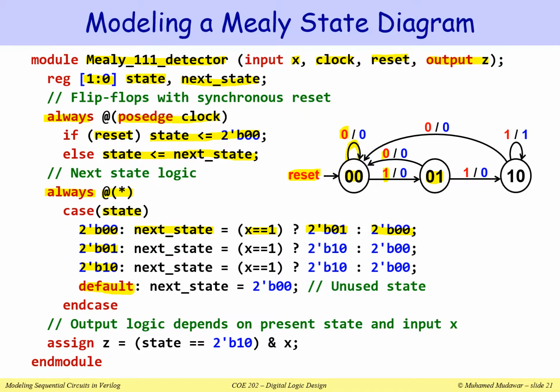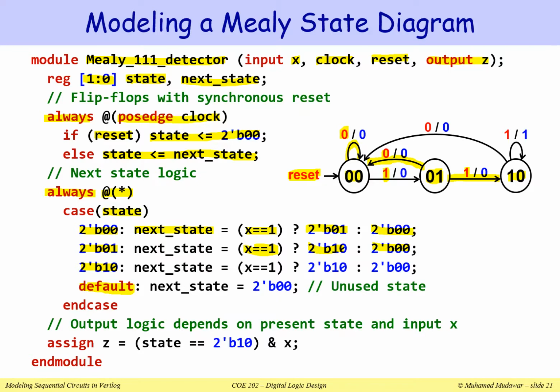Similarly, when the present state is 0,1, that will be my second line here. If the input x is equal to 1, then my next state will be 1,0. So we have this transition from state 0,1 to 1,0 when the input x is equal to 1. However, when my input x is equal to 0, we have a transition from state 0,1 back to 0,0. So my next state will be 0,0.